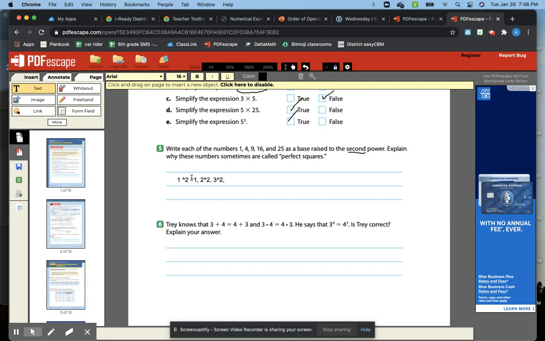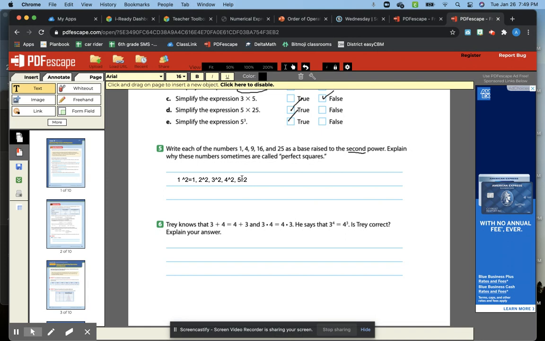We have 16, which is 4 to the 2nd power, because that's 4 times 4. And then finally for 25, it is simply 5 times 5, which is 5 to the 2nd power. And where did that go? That was supposed to be down here.